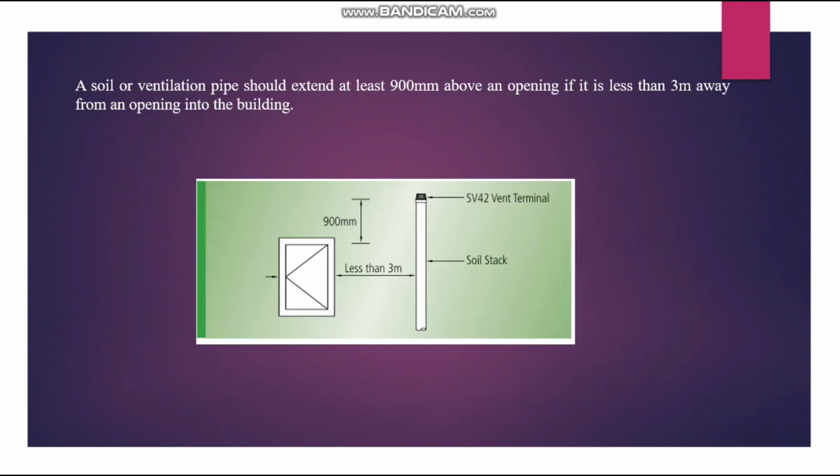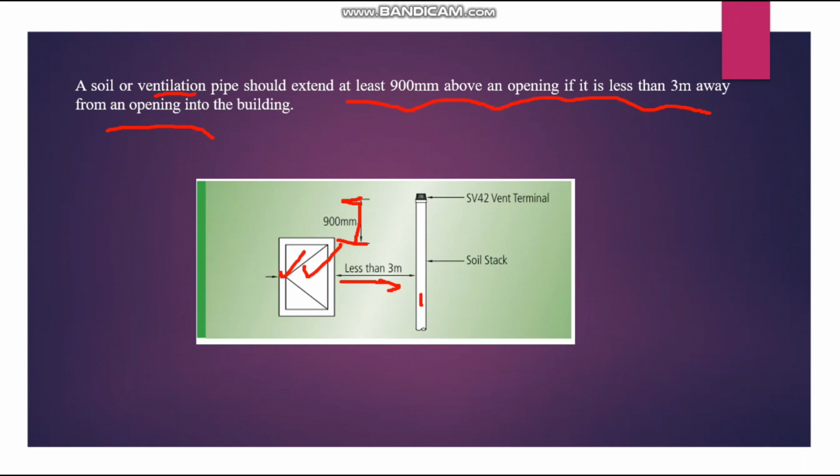Moving forward to the next rule, the vent pipe terminating at roof level. A soil or ventilation pipe should extend at least 900 mm above an opening if it is less than 3 meters away from an opening into the building. Suppose this is the opening, let's say a window. If it is less than 3 meters from where the soil pipe and vent pipe are coming, then it has to be extended at least 900 mm above the opening.